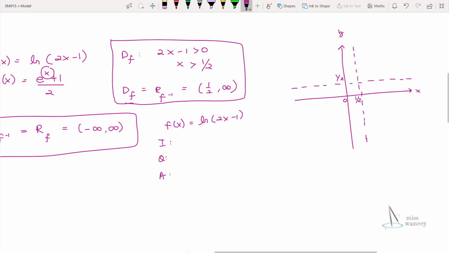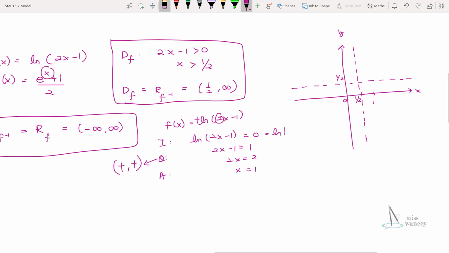Okay, so for the intercept, I'm going to let y equal to 0, so ln of 2x minus 1 equals 0, and 0 is actually ln of 1, so 2x minus 1 is equal to 1, 2x is equal to 2, x will be equal to 1. So this is x equal to 1. Okay, so now the quadrant: the number in front of the x is positive, the number in front of the ln is also positive, so this is positive, positive.